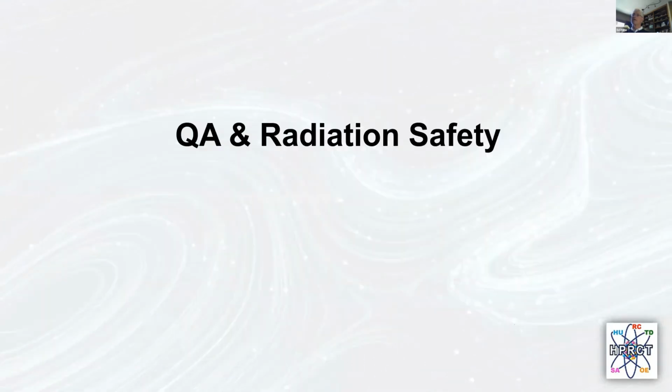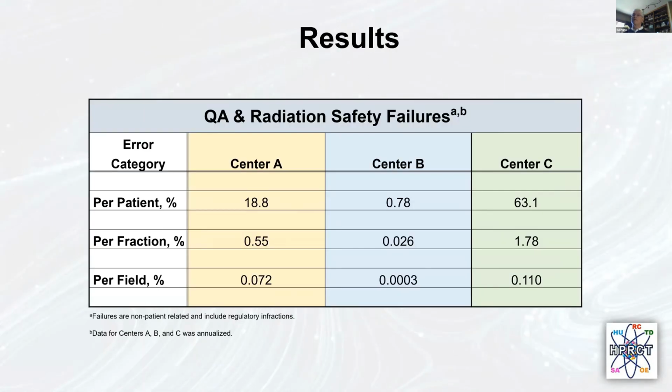So QA and radiation safety. Center A per patient had 18.8% errors per patient. Center B, 0.78. Center C, 63. Wow. Well, what does this all mean? Well, it depends on the mistake. Some of these were important, some were not.